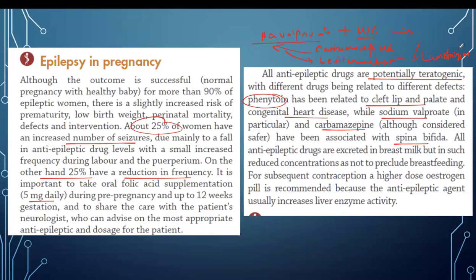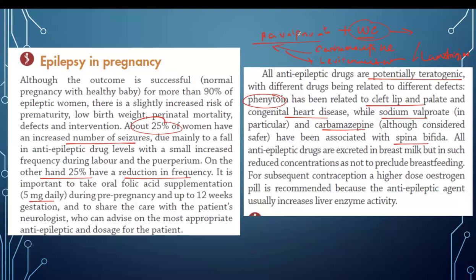Now, what if it is not well controlled? If it is not well controlled, then changing the medication can increase the risk of seizures. So we don't change. And we ask the patient not to plan for pregnancy until they become well controlled. Okay? So if it is not well controlled, you advise them not to get pregnant.